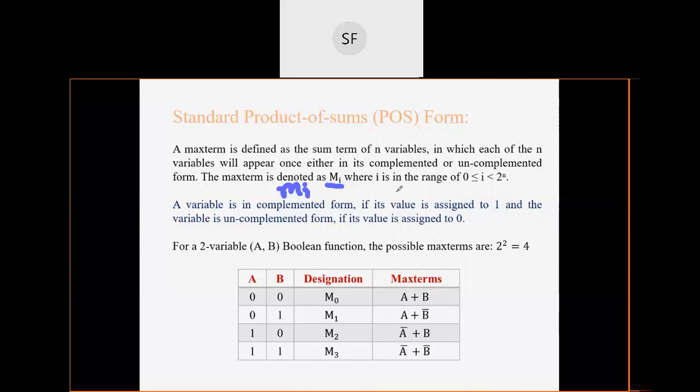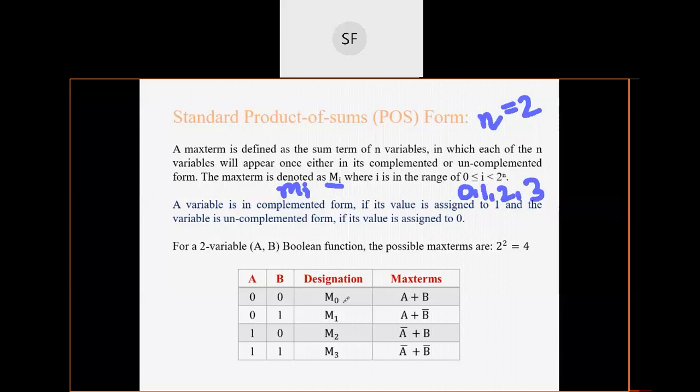Again, this is the same where I is nothing but in the range of 0 less than or equals to I to raised to power n. Okay, so if your variable is of two variable, so n will be equals to 2, right? So total max term possible will be 2 raised to power n, that is 4. And how will these min terms be there, max terms? So it will start from the 0, 0, 1, 2, 3. It is strictly less than 7.